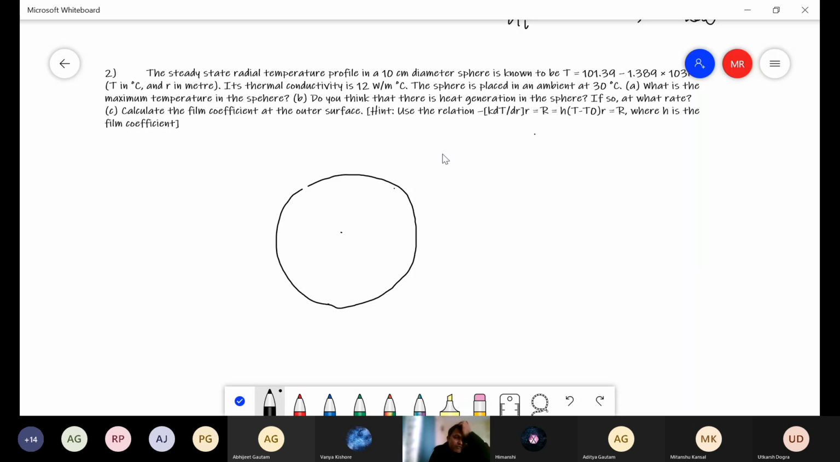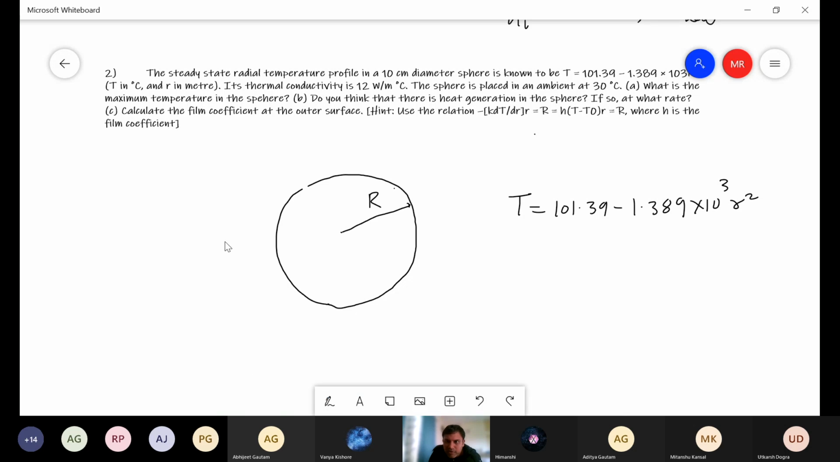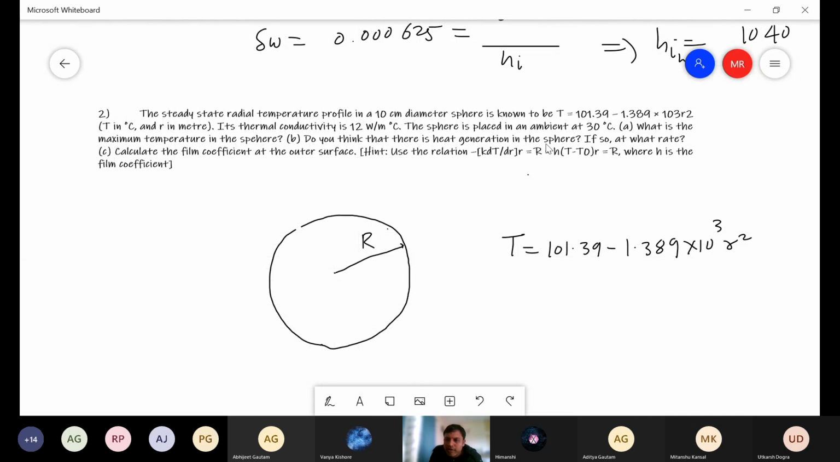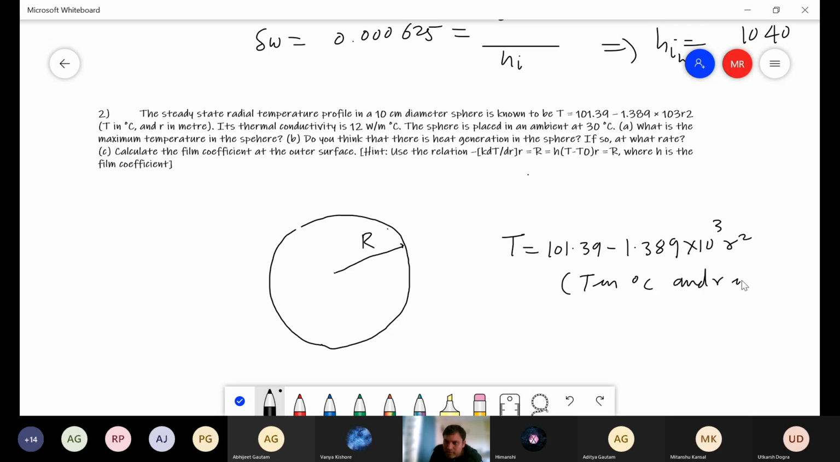Now in this particular sphere, what is given is the temperature distribution with respect to the radius r. Let's say this is r. So T is given as 101.39 minus 1.389 into 10 raised to the power 3 r square. If I am not wrong, let me just check. It is r square. Yes, r square. The important part to note is that T is in degrees Celsius and r is in meter.